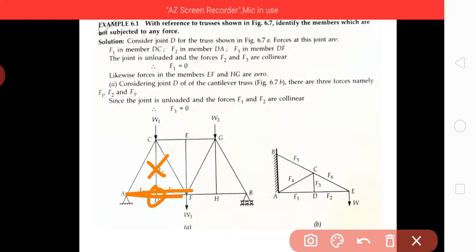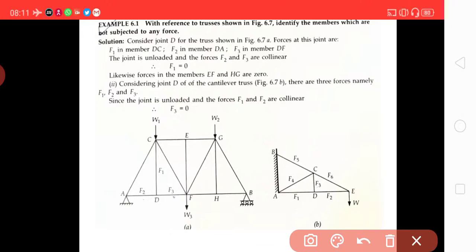Consider joint D again of truss 6.7B. This is the one. There are three forces, namely F1, F2, F3 here. Since the joint D is unloaded and F1 and F2 are collinear, then the force in F3 will also again be zero.